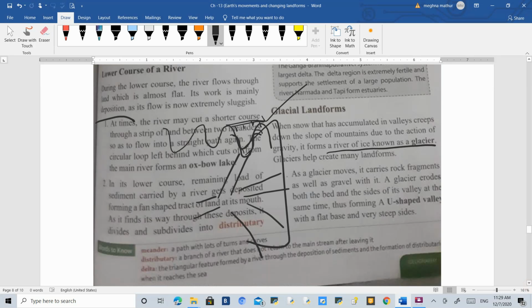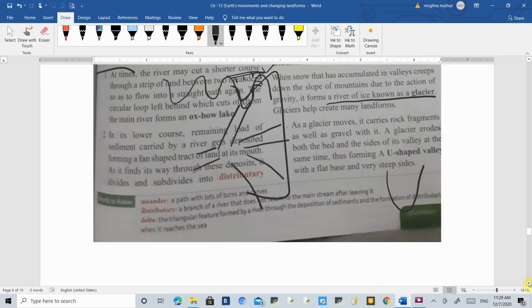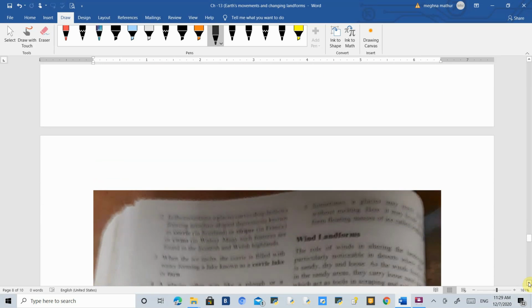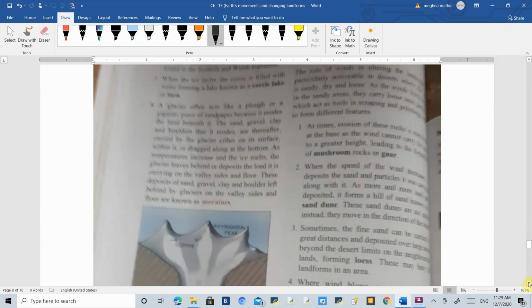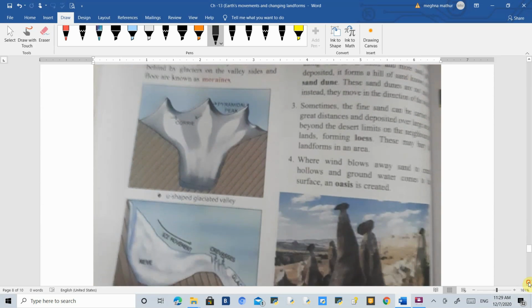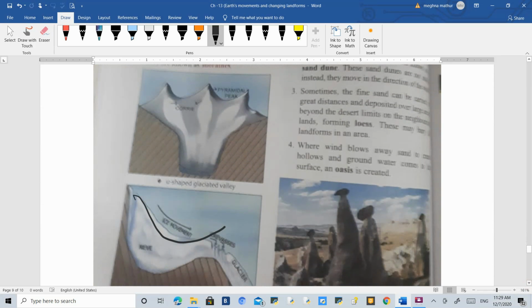Now glaciers are very huge, so wherever they are moving, they will carve some landforms. They will create, first of all, U-shaped valleys, because they will erode the sides and the bed also. Sometimes the glacier falls down and it takes this kind of shape, which is called a corrie. And sometimes the water fills over here, and this is called a corrie lake.